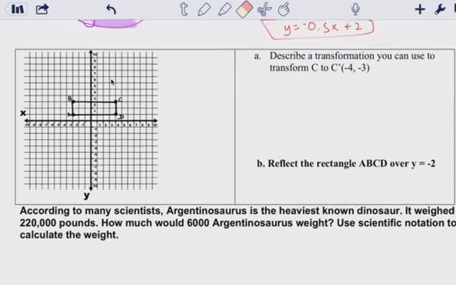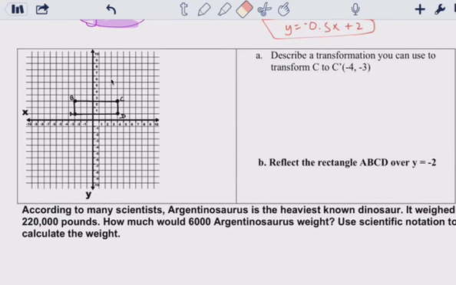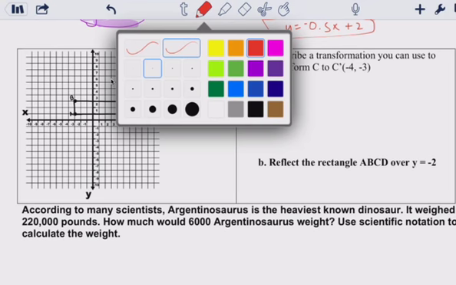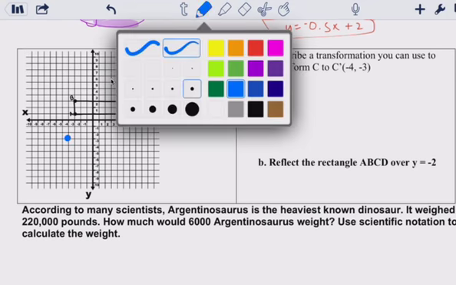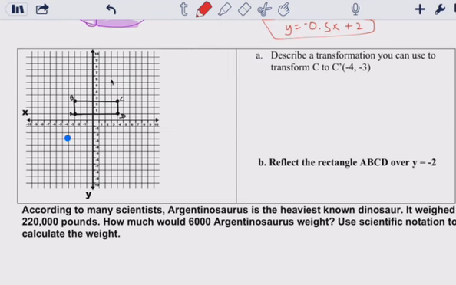Alright, describe the transformation you can use to get C prime to be at -4, -3, right there. Okay, so C was 4, 3. To get C prime of -4, -3, you can rotate that 180 degrees. With 180 degrees, the number stays the same, just its opposite.